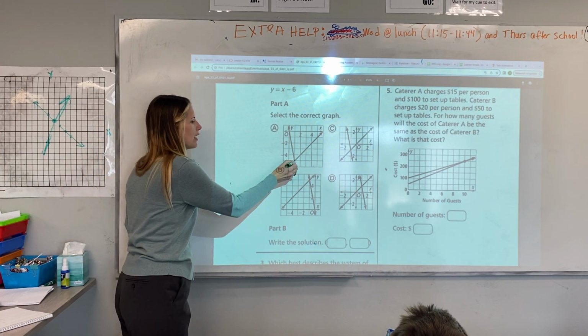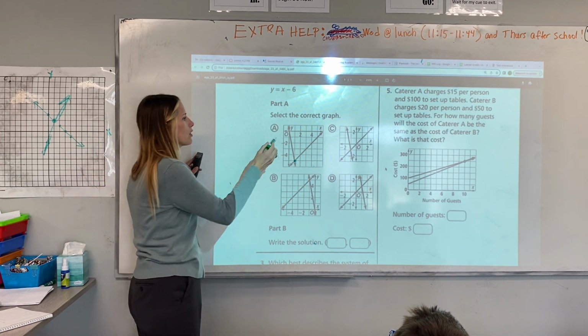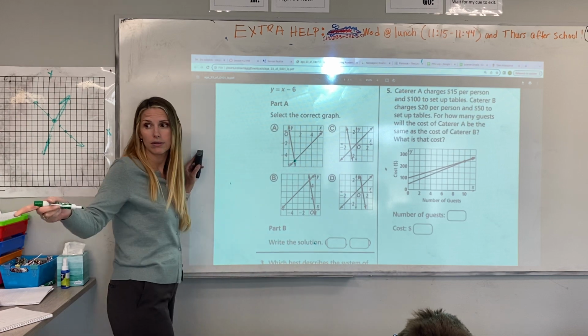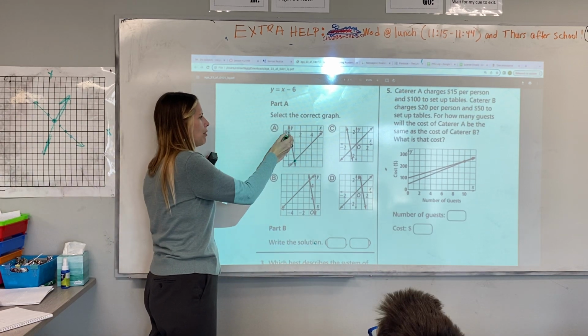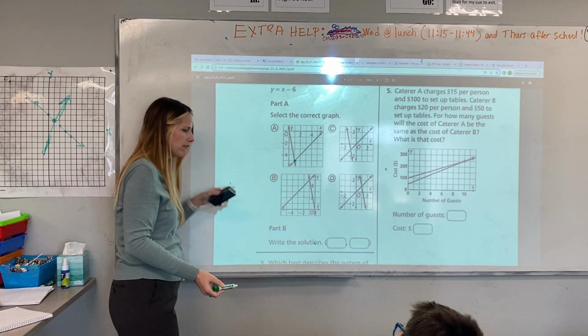So the solution is down here. Sorry, I thought you wanted to give it to me. The solution would be positive 1 and negative 5. Good. Positive 1, negative 5 is the solution.